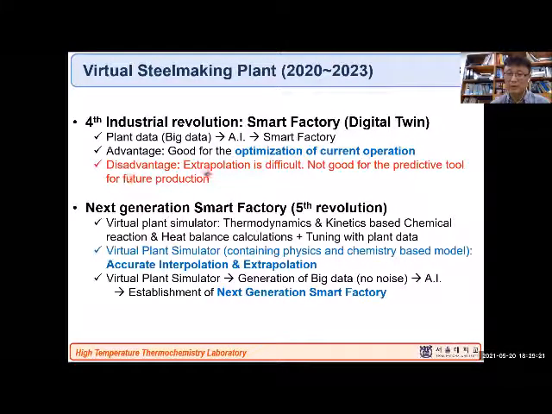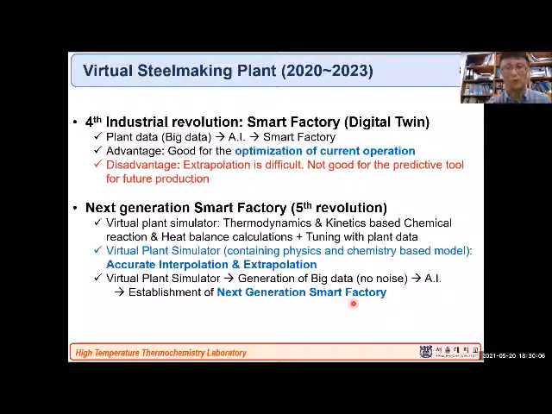As I showed you, the disadvantage is that extrapolation is very bad, because it is based only on the limits of the current process data. So sometimes if you're just outside of this, your extrapolation is completely wrong. So it's very bad for future production. In our model, however, we are very good. We are based on the chemistry and the physics. So we believe that both interpolation and extrapolation are very good. And by using this model, we want to make big data which has almost no noise. And then we want to provide this to the AI to establish the next generation smart factory.